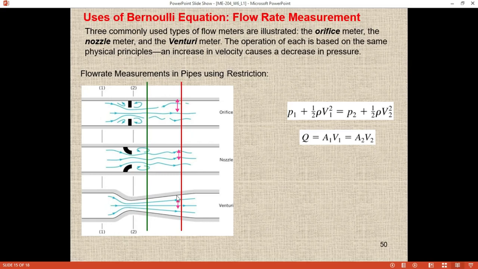So if we make a pipe section like this, this is called the nozzle section, this is called the throat, and this is called the diffuser section. The converging portion is a little sharp, and the diverging section is a little bit smooth. So this is called orifice, this is called nozzle, and this is called venturi. So what is the difference?